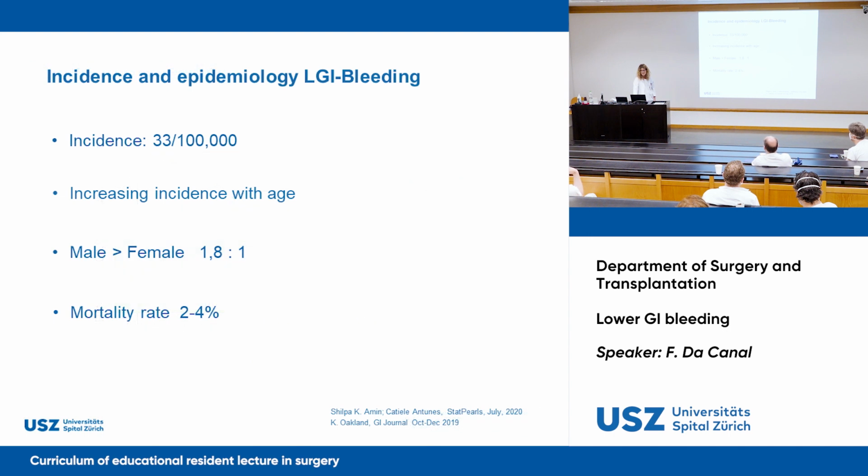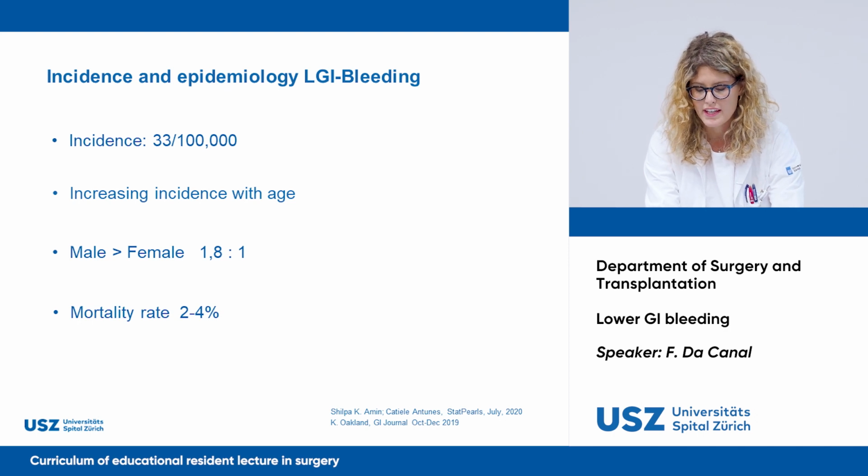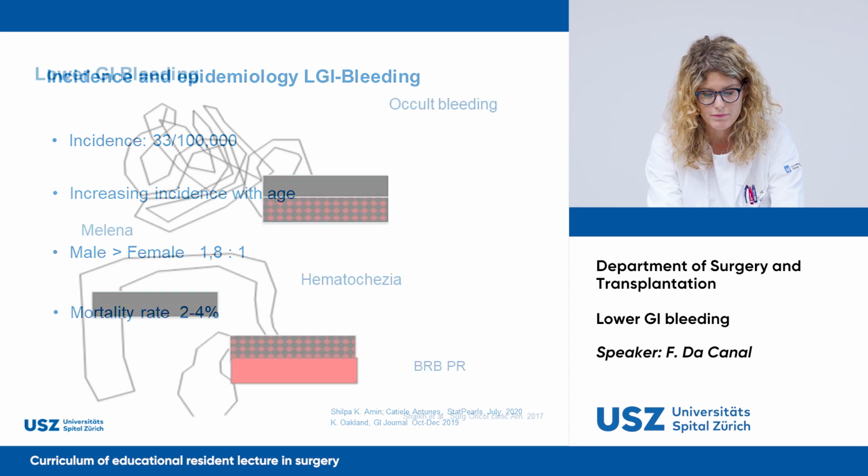A lower GI bleeding has an incidence of 33 per 100,000 patients, with an associated mortality rate of 2 to 4%. The incidence is higher in older patients and patients taking multiple medications, as well as in male patients.